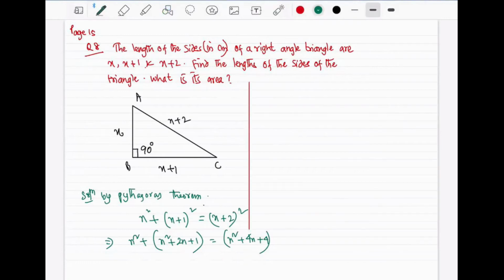So we are going to have x square plus 2x plus 1 is equal to x square plus 4x plus 4. Similar ones on both sides can be cancelled out. So here, for example, here is an x square, here is an x square. Both of them have positive sign. You can cancel them out.